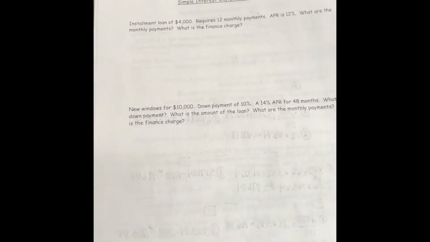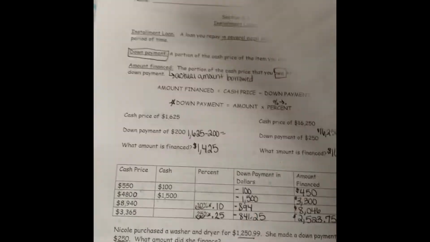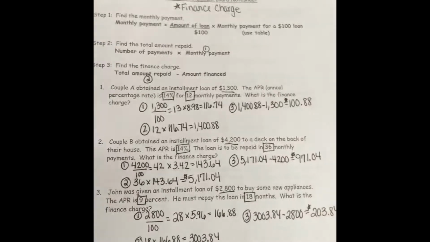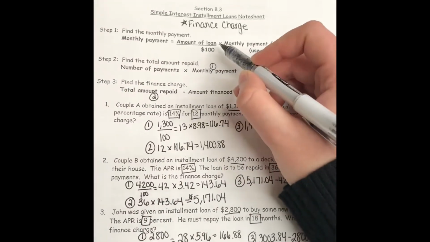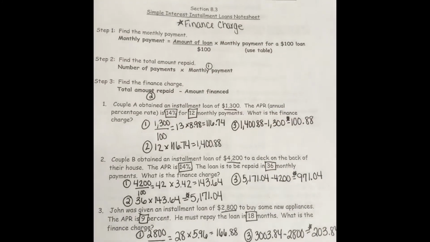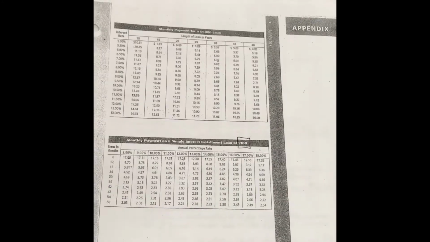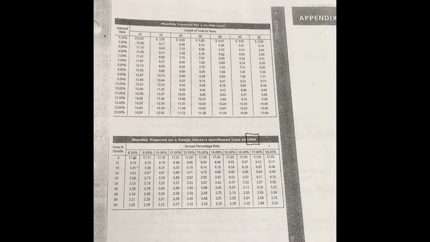Today we're going to be on page number 4 in your notes, which is going to review with you the section 8.3 simple interest installment loans. And so just to brush yourself up with the steps here on the previous page, on page 3, we went through the steps yesterday. Step 1 is to find the monthly payment. So remember, with the monthly payment, you're also going to need your monthly payment table.